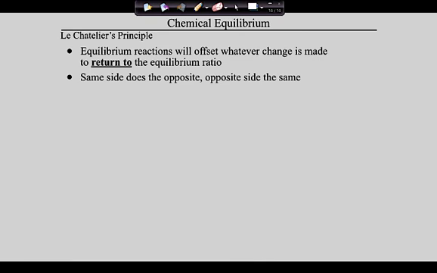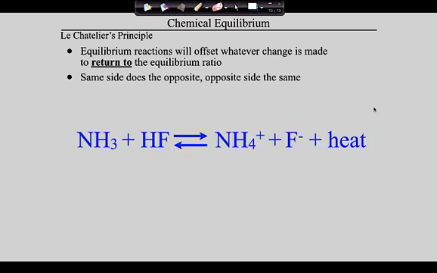And in order to do this, you're going to want to remember the simple little statement: same side does the opposite, opposite side does the same. So what does this mean? Well, let's take, for example, this chemical equilibrium. We have NH3 and HF, and that is in equilibrium with NH4 plus, fluoride minus, and heat.